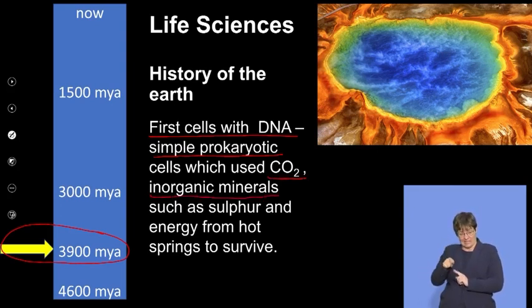And this is an example of a hot spring that exists today, and sulfur forms the yellow in the hot springs, and even today there are some of these very, very simple bacteria which don't need oxygen. They use sulfur, carbon dioxide, and energy from the hot springs to be able to survive.